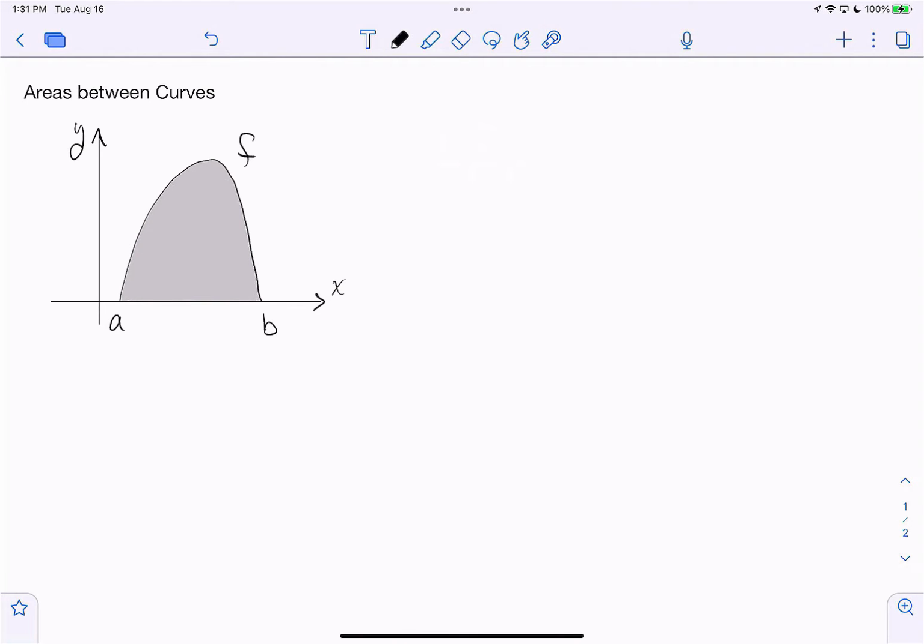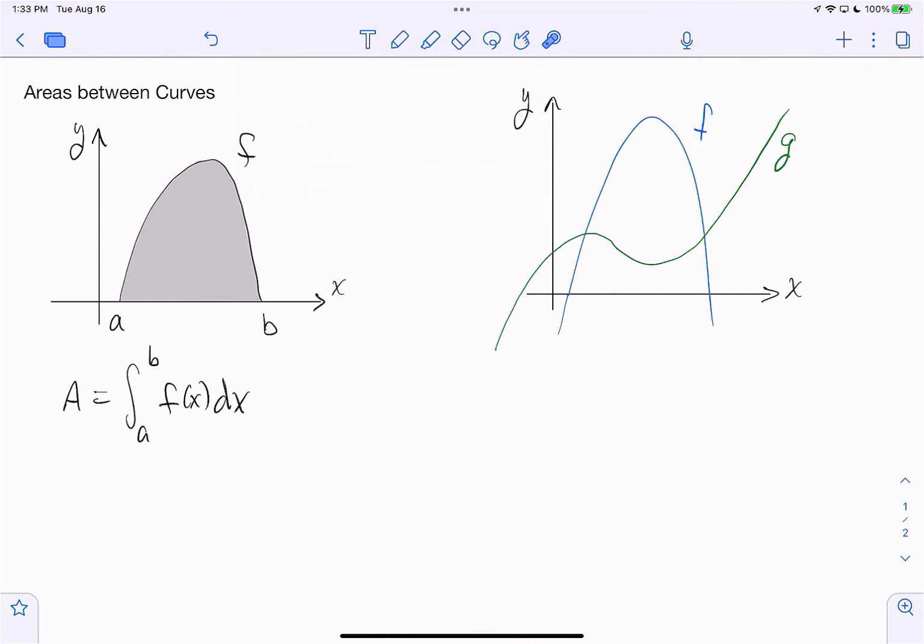As you're now well aware, the area under a curve, say f, from a to b is the integral from a to b of f of x dx, provided that f is 0 or greater, right? F is not negative. What about the area between two curves, f and g?